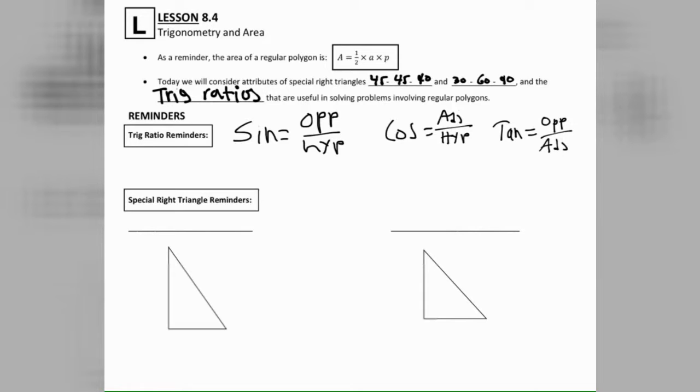And one way that I taught you guys to remember this is the acronym SOHCAHTOA. So S-O-H is sine. So sine is opposite over hypotenuse. CAH. So cosine is adjacent over hypotenuse. And TOA. So tangent is opposite over adjacent.